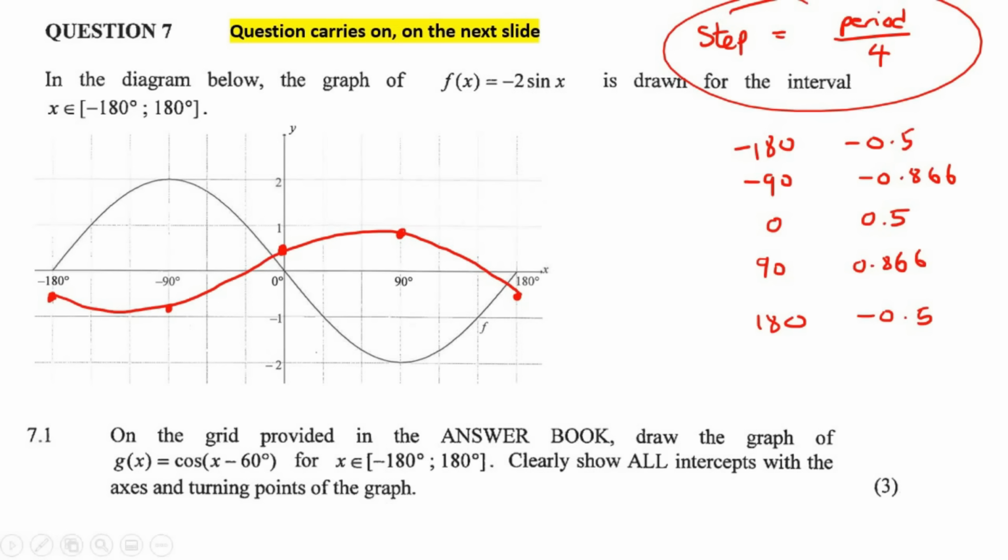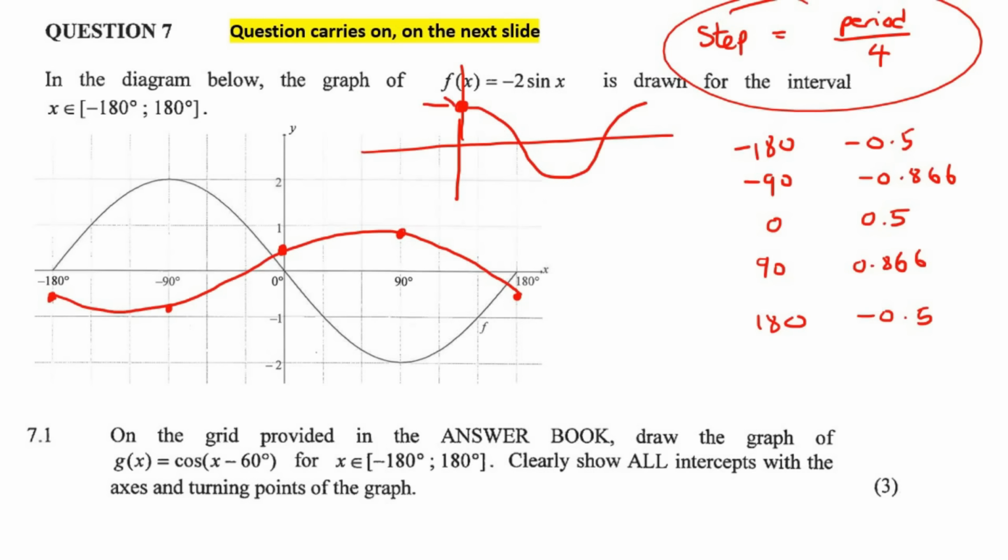Now they have asked us to please label all the intercepts with the axes and the turning points of the graph. Okay, so the turning point, oh, I didn't do this very nicely, would be seen a lot better if we did this on the actual grid paper that they provided. But what we should know is that this is a cos graph that has been moved 60 degrees to the right. Okay, so a normal cos graph, let's just quickly draw a normal cos graph. A normal cos graph would normally start over here, and then it would go like that. But now they've taken that graph and they've moved it 60 degrees to the right.